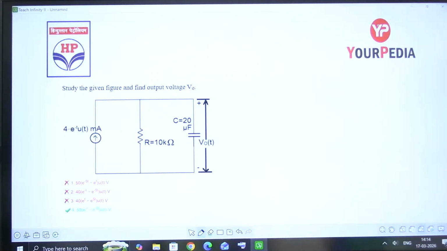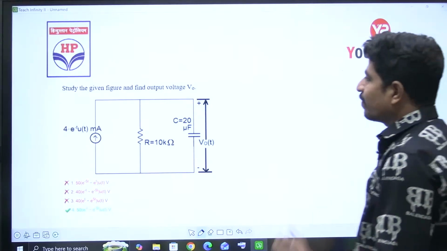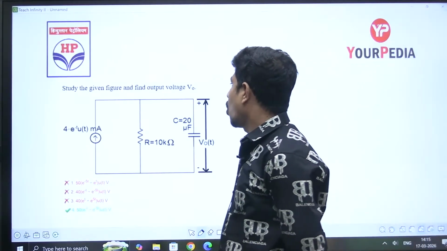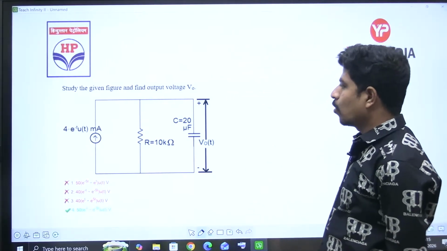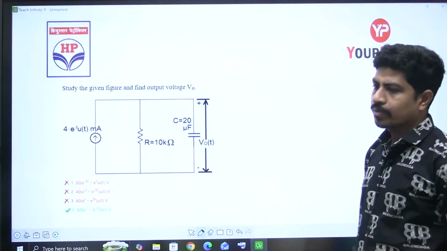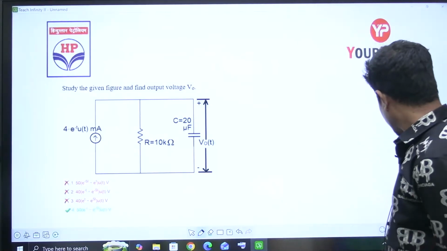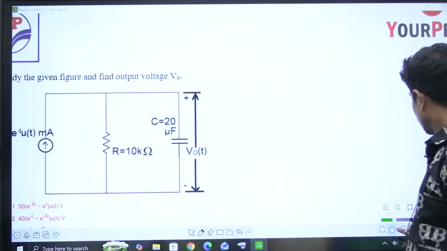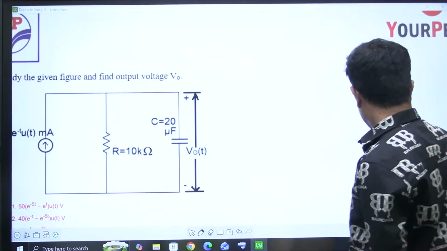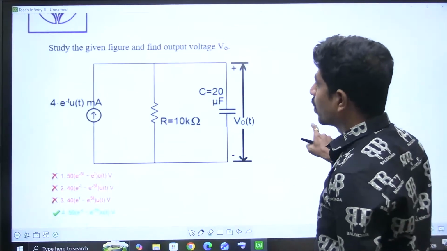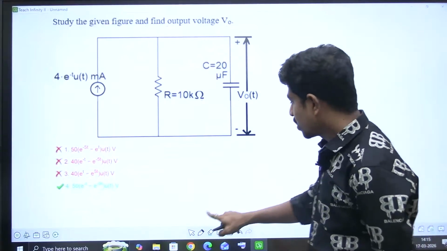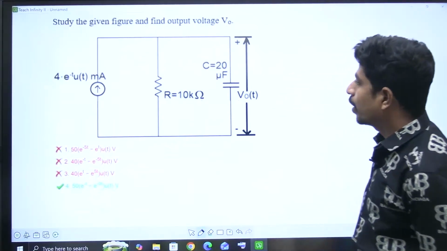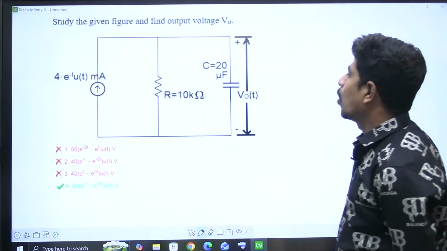Next question, please. Study the given figure and find the output voltage V naught. He's asking about output voltage V naught. Okay, I think the figure is not clearly visible. Just a minute. Now it is clearly visible, right? Okay. Now he's asking the output voltage V naught.